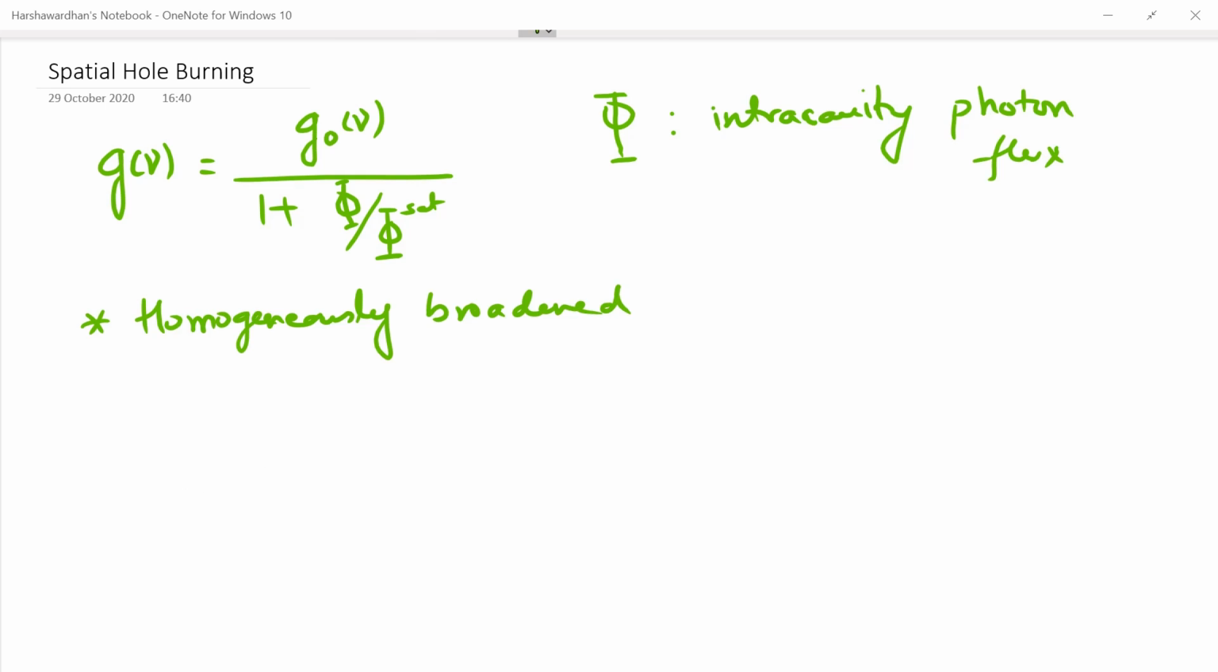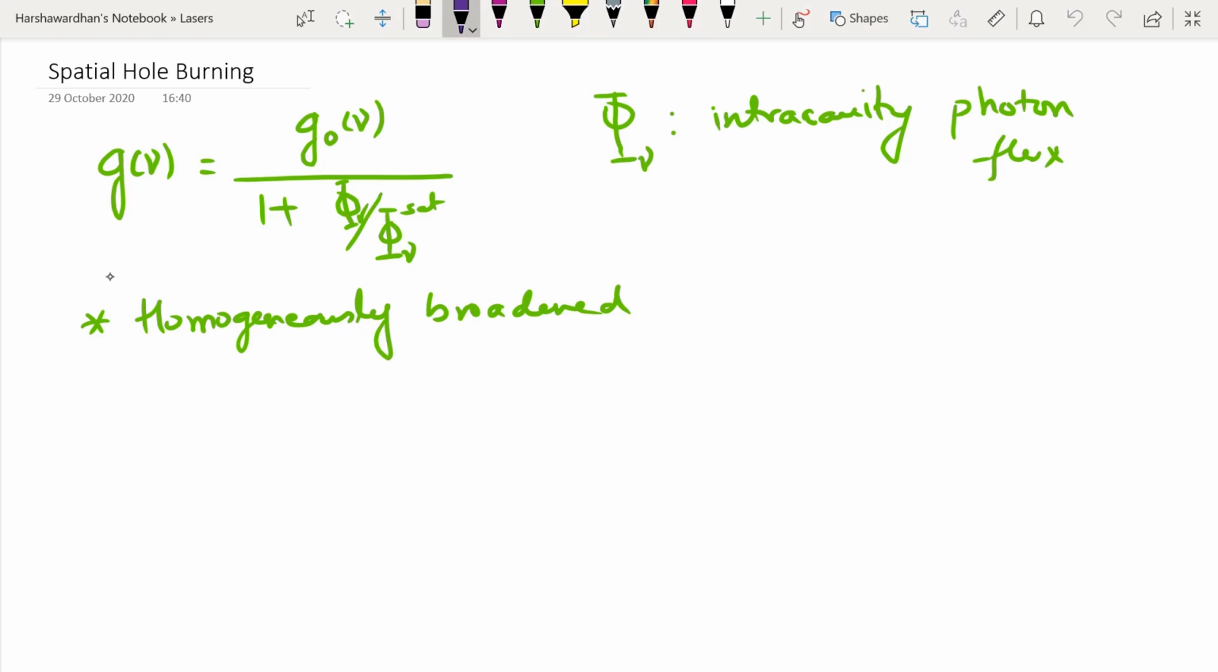We are talking about a field which is monochromatic or narrowband, largely centered at the frequency nu, right? And phi saturation gives us a measure which provides a scale for the intracavity intensity. If the intracavity intensity is comparable to the saturation intensity or saturation flux, the gain decreases by a factor of half. So this equation that we have written down here is not really completely correct.